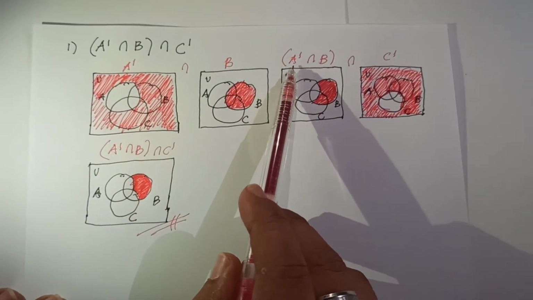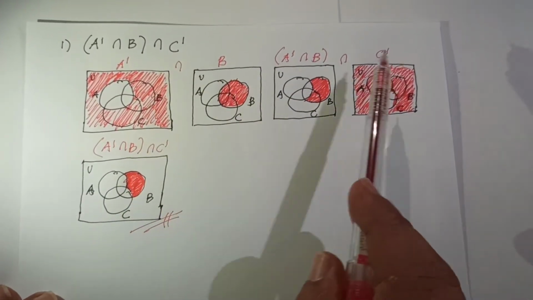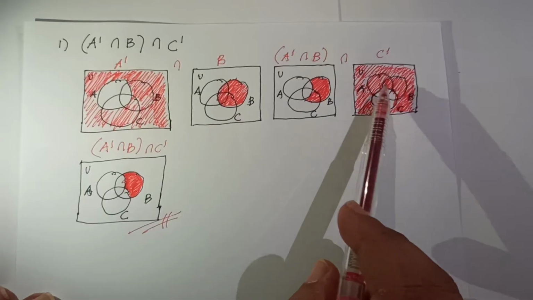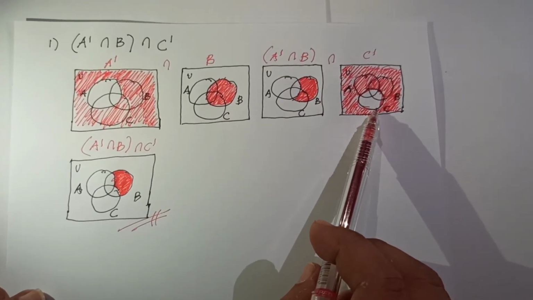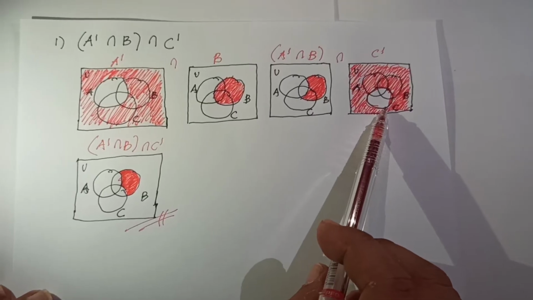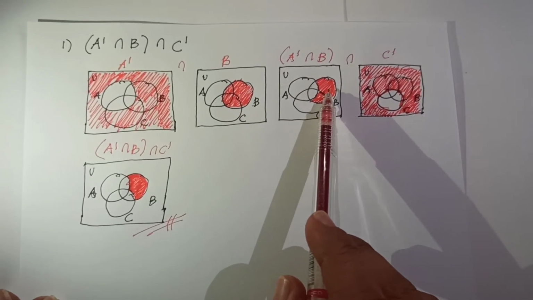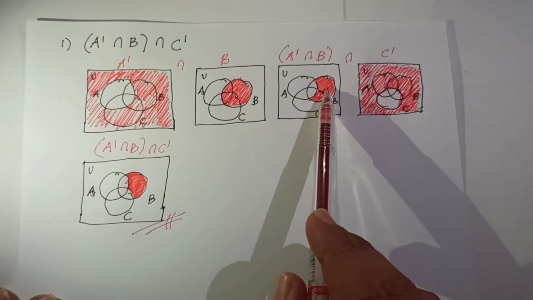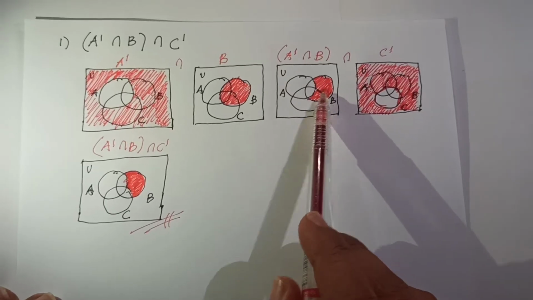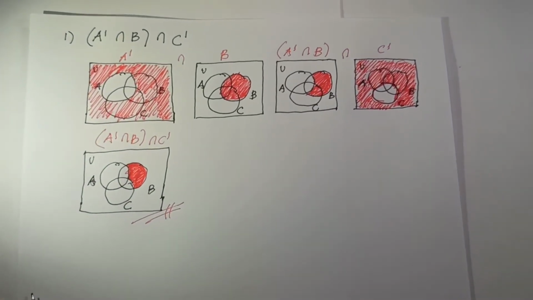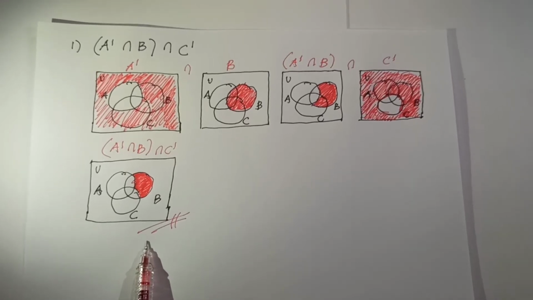Next, if we have A prime intersection B, we need to intersect it with C prime. This is our C prime. With C prime, only C is not being shaded. In the intersection of these, we take the common, and the common between them is only this portion. Therefore, A prime intersection B intersection C prime is this. This is the result using the Venn diagram.